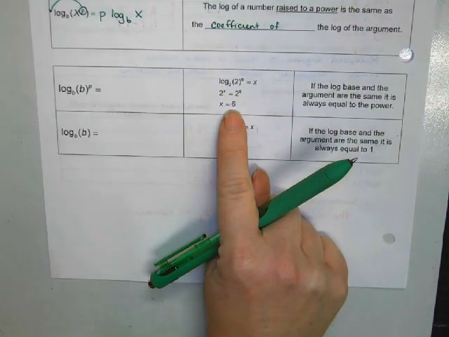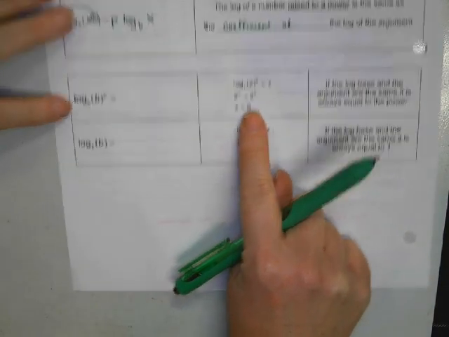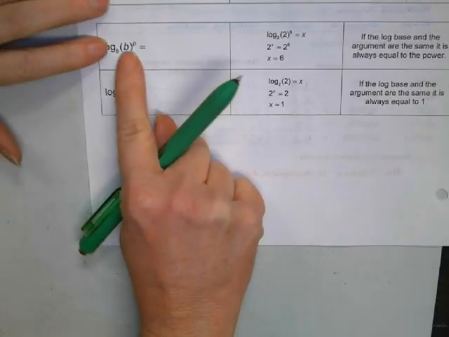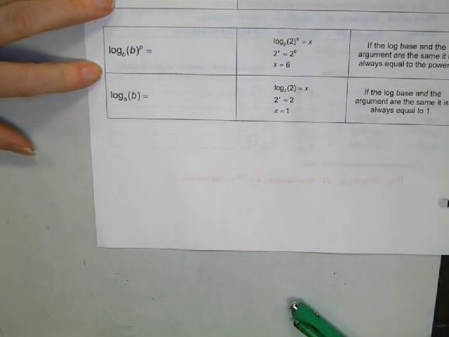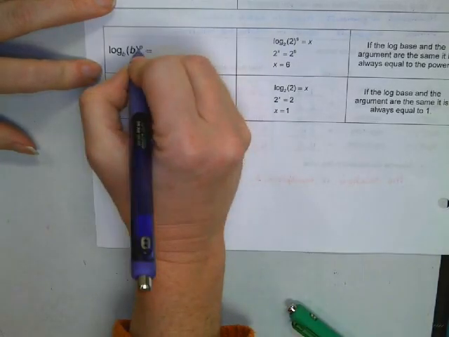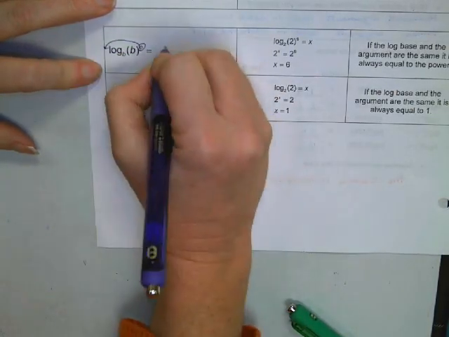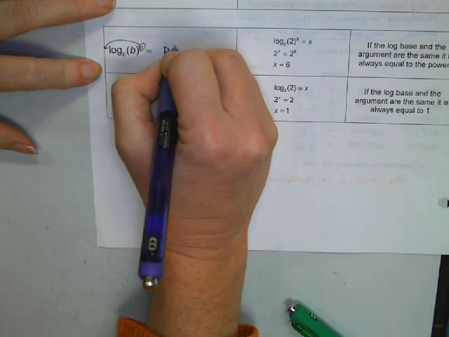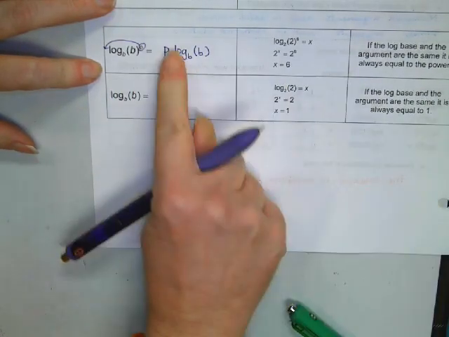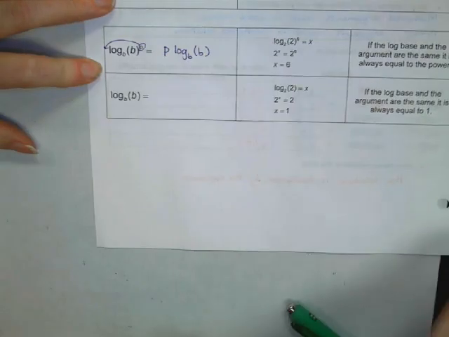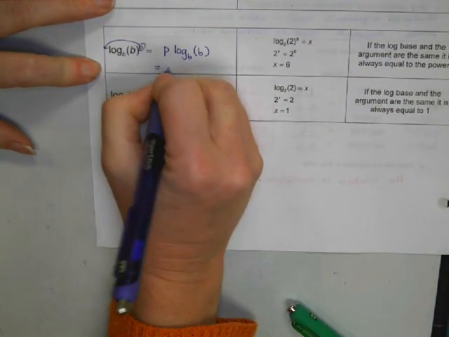Well, logarithms and exponentials are inverses of each other. So because of that, if I have a base and an argument that are the same, the same thing happens. In this case, the p gets moved to the front, so this would be p log base b of b, and log base b of b cancels, and it leaves me just p.